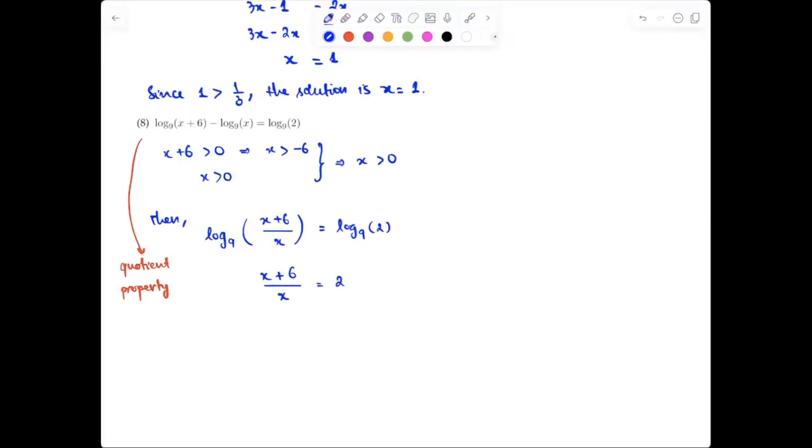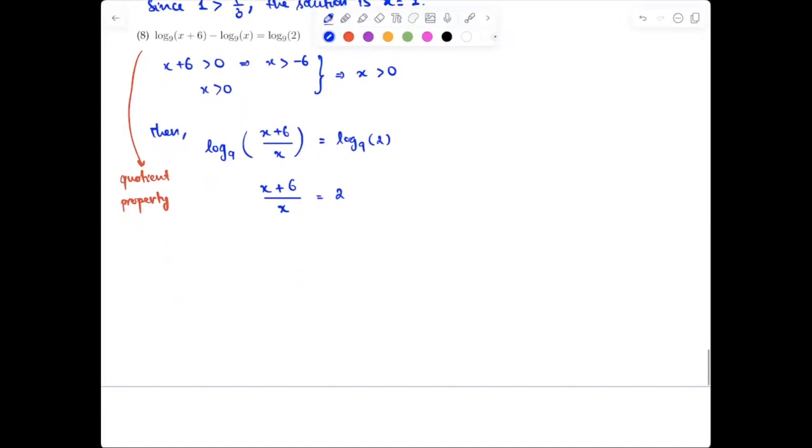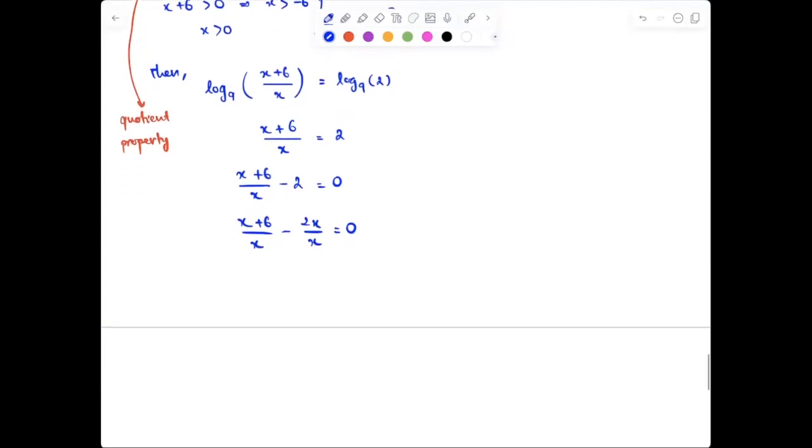Now, it's very tempting to just cross multiply x on both sides of the equation. Technically, what you need to do is to just move everything to one side of the equation. That is x plus 6 over x minus 2 equal to 0. And then you find the common denominator of these two terms on the left. So that is x plus 6 over x minus 2x over x equal to 0. Now you have the same denominator, and you can combine the numerators together to give x plus 6 minus 2x divided by x equal to 0.